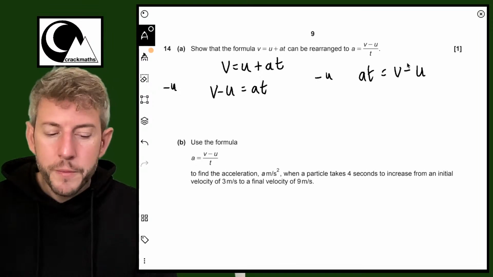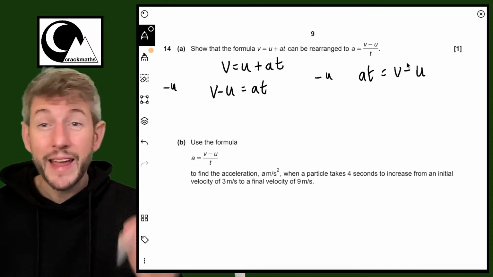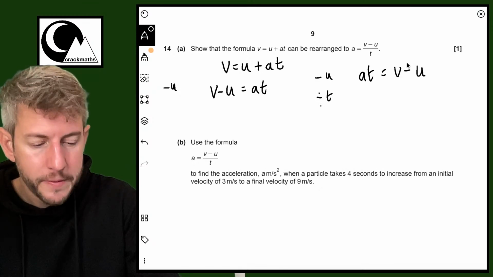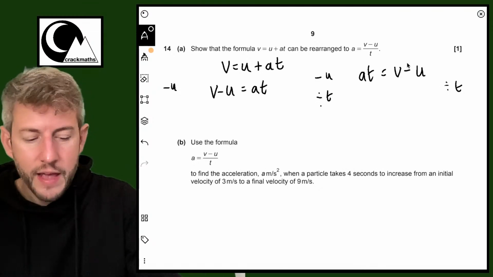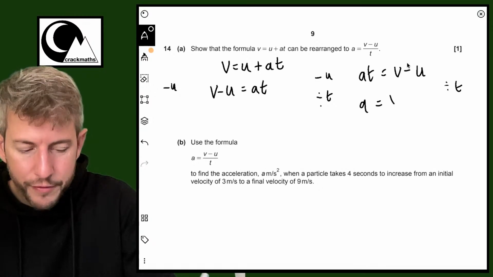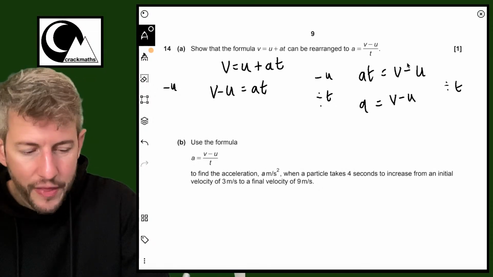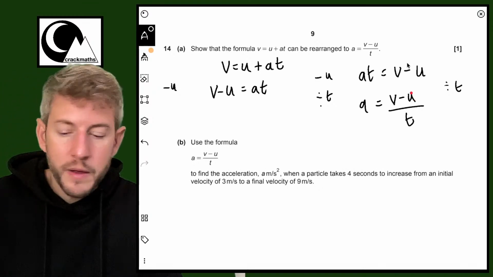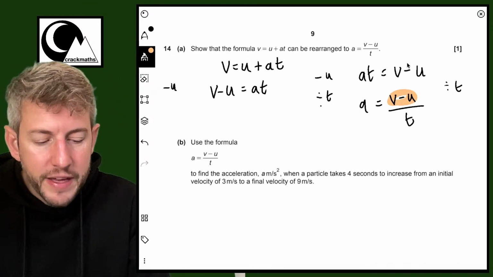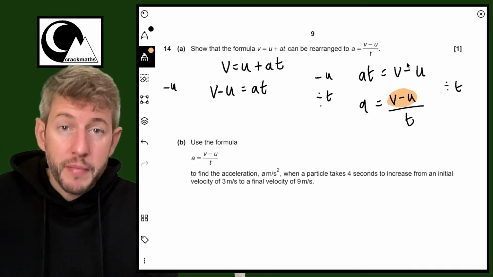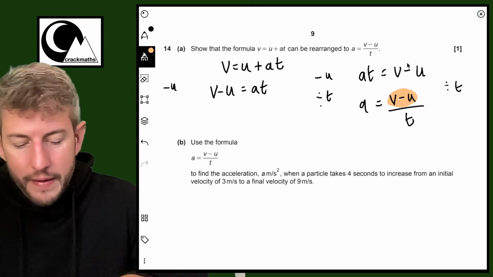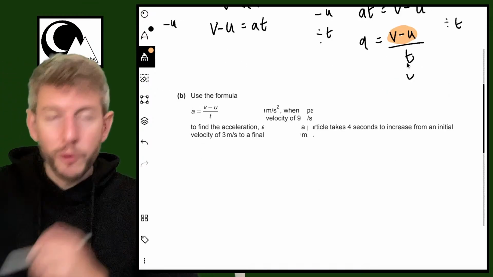Now what I've got to do is I want A by itself, but currently A is being multiplied by T. So I need to divide both sides by T. Okay, and that's going to leave me with A equals V minus U, and then, as we said, as with the answer, over T. What this means is the value of this, so whatever this value is, divided by T. Okay, so there we go, we've shown that there, and that is very useful.